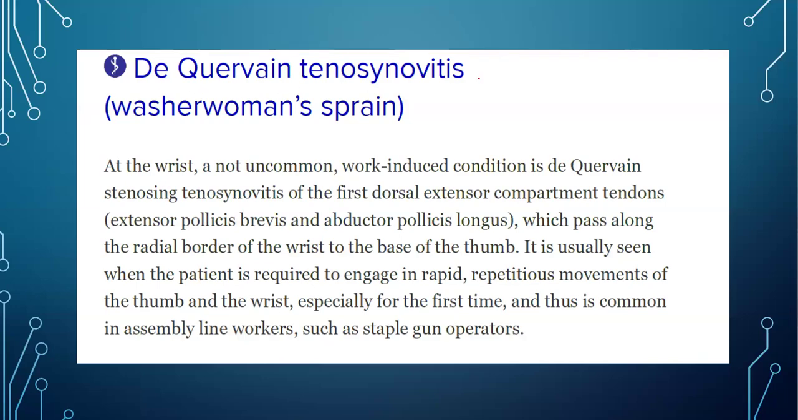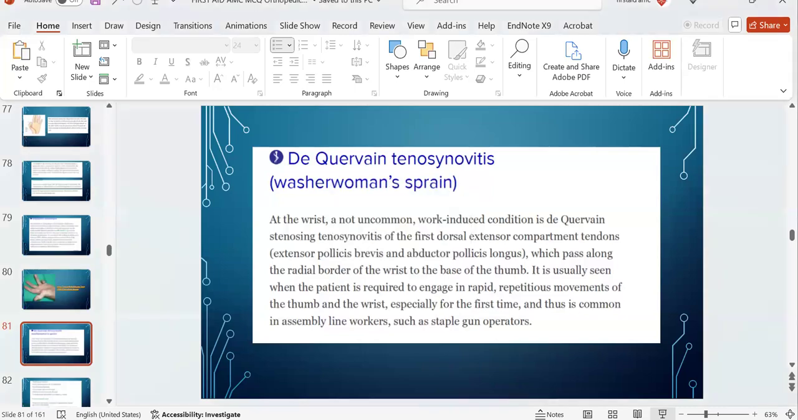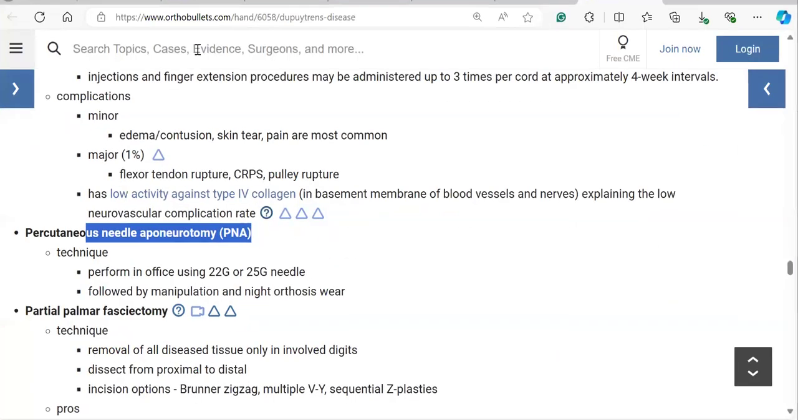Next, De Quervain tenosynovitis, also known as washerwoman's sprain. This is also a work-induced condition. De Quervain tenosynovitis is where the first extensor compartment tendons of the thumb, which go from the wrist to the base of the thumb, get inflamed. Let's have a look. The picture will be really easier for you to understand.